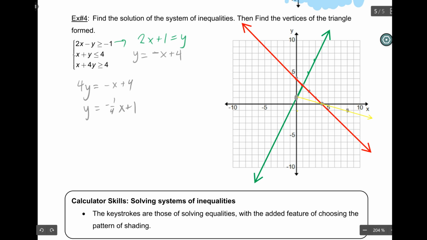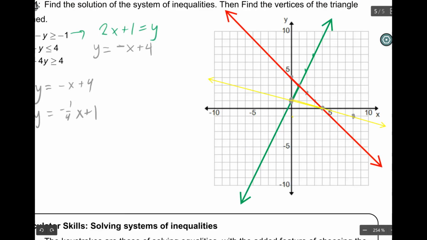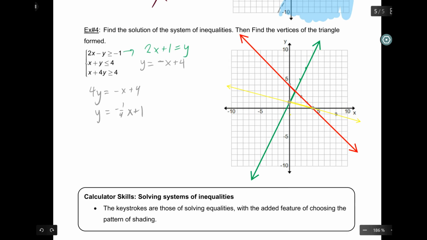So I can use, oh dear. Super bright, really hard to see. But here it is. There's the yellow line. Alright, so you can see my yellow line. So I need to shade in the area.